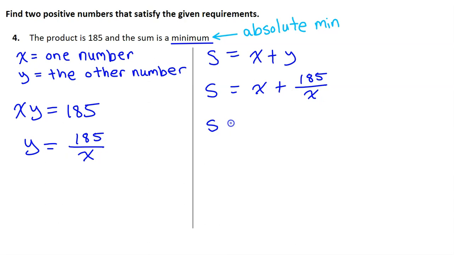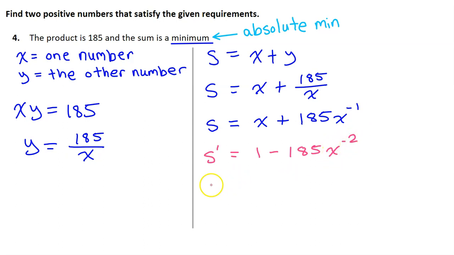We want to find S prime, but that will be a little bit easier to do if we rewrite this as 185 times X to the negative 1 power. So now S prime is going to equal 1. And then a little power rule here, multiplying by negative 1, we have negative 185. Subtracting 1 from this exponent gives us X to the negative 2 power. This would be the same as 1 minus 185 over X squared.